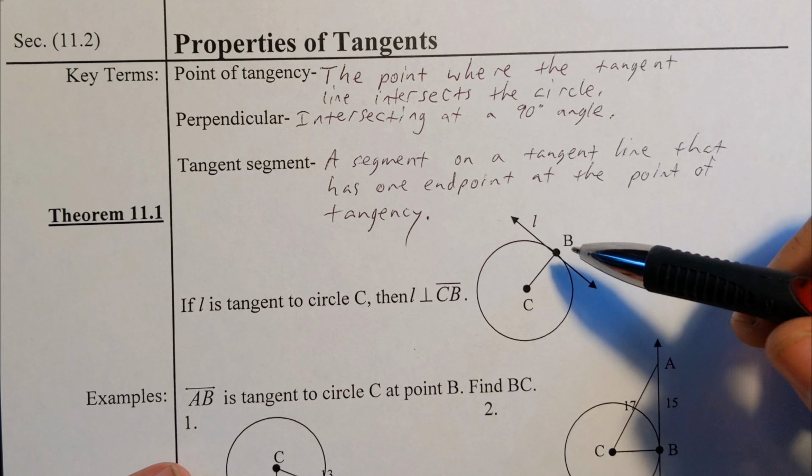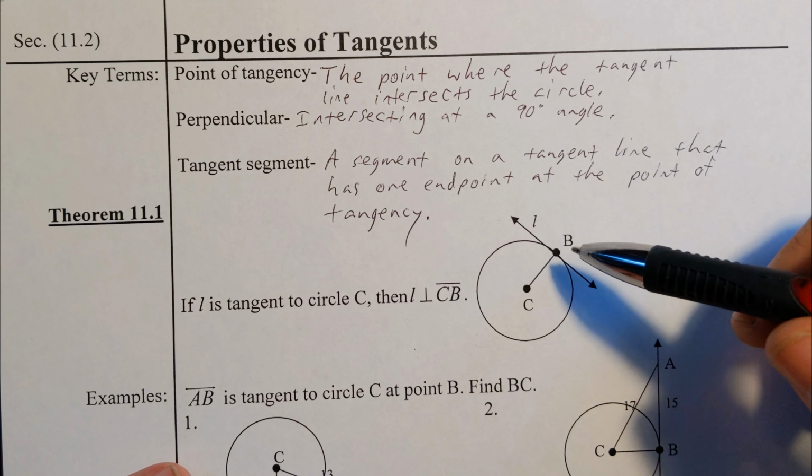And then the tangent segment is going to be just any segment that goes from the point of tangency onto this tangent line. So like, let's say that I had another point here. Let's call it point D. BD, that segment, would be a tangent segment. So that's an example of a tangent segment, like from B to D. If it stops. No arrows, just segment.